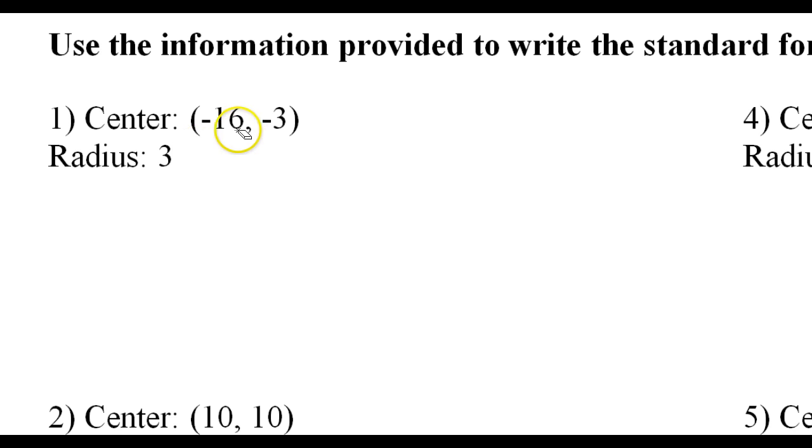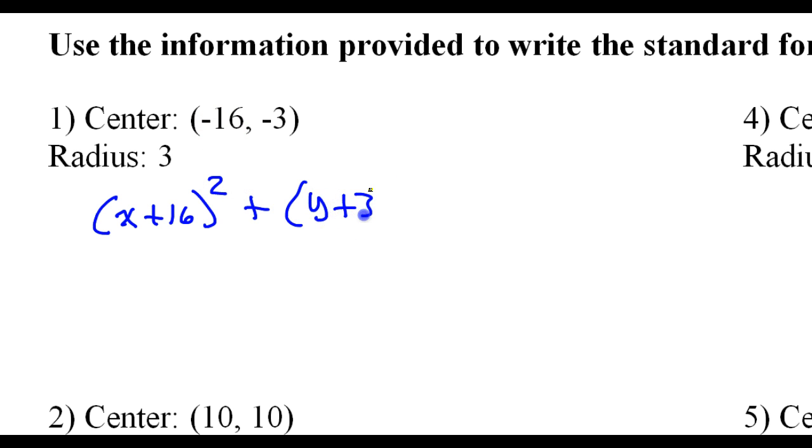Now, going the other way, if I give you the center and the radius, you should be able to write an equation in standard form. So for the first part, we're going to have x plus 16 squared, and then we'll have y plus 3 squared. And then in this position, we have the radius squared, so we're going to have 9. So that would be the answer to number 1.